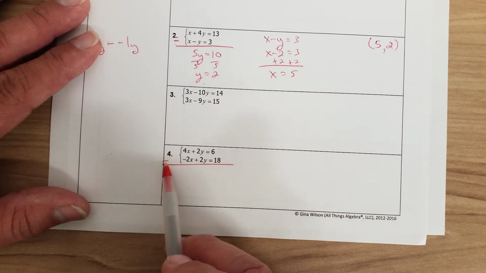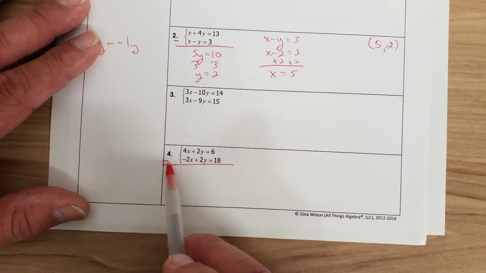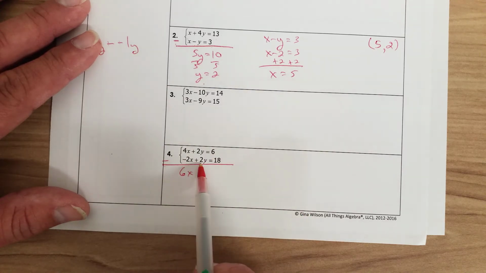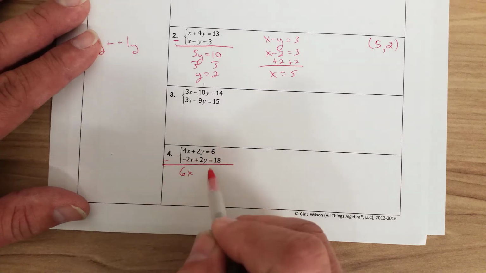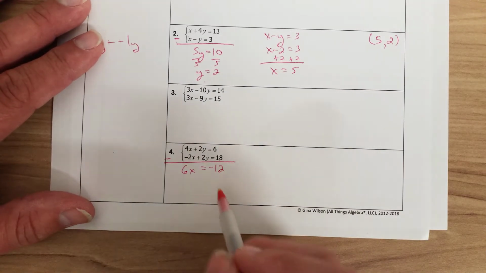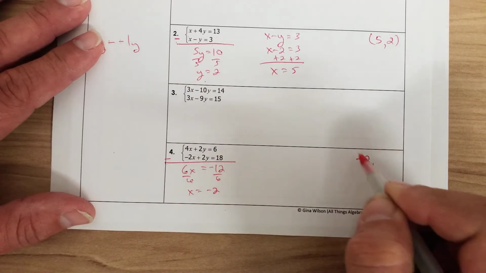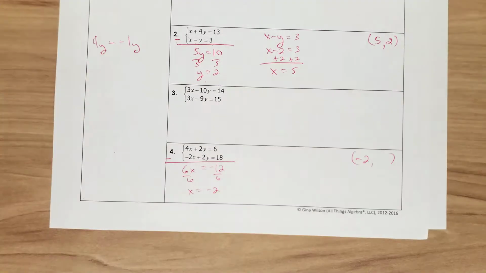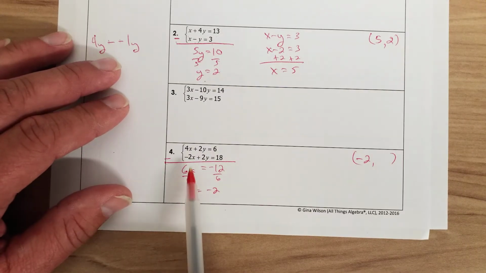You got to be careful when you're subtracting. 4 take away negative 2 is 6x. 2 take away 2 is 0, that goes away. 6 take away 18 is negative 12. And you're left with the one-step equation. You simply divide by 6, and you get x equals negative 2. Now you have found the x number. Same process. Pick one of the equations. It does not matter which one. And substitute in negative 2 for x. I'll pick the first one.